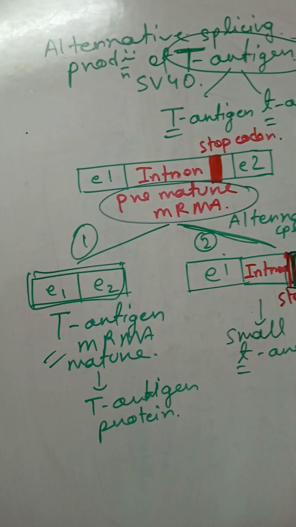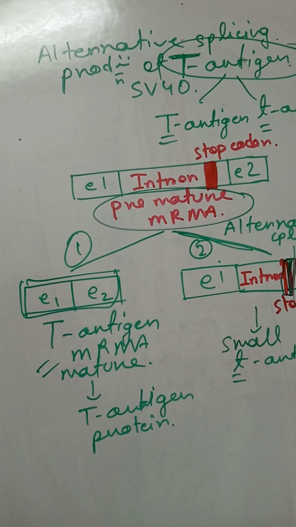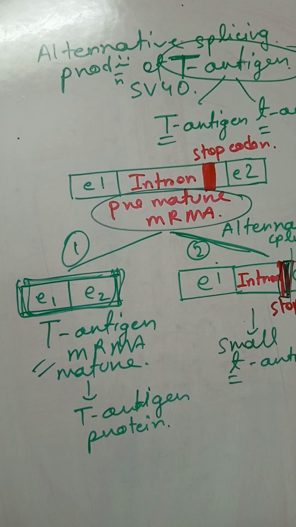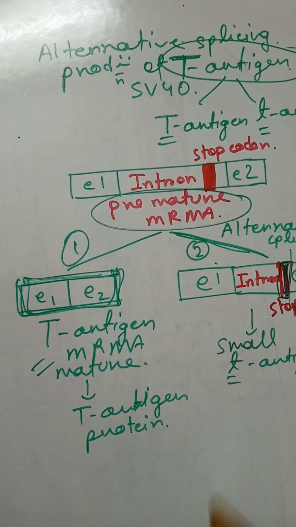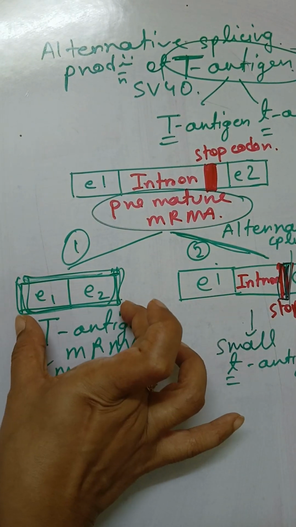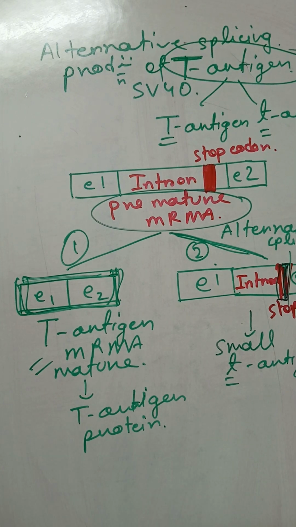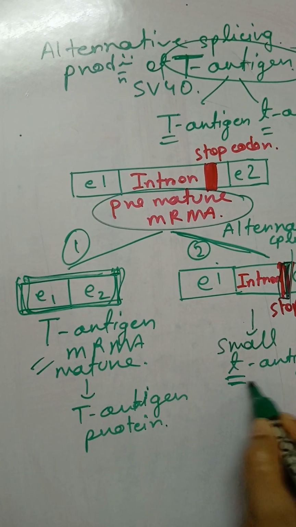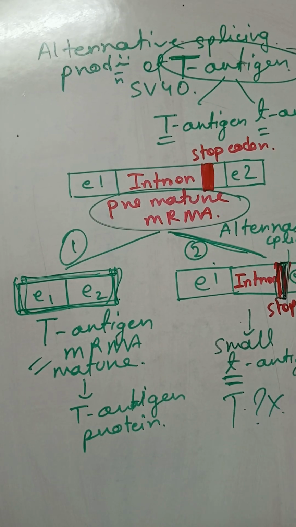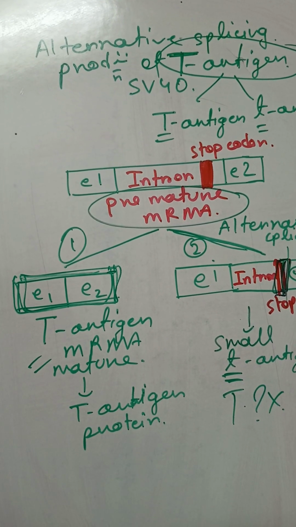Capital T means the full large protein. Though if you compare these two mature mRNA structures, it seems like this one is smaller than the other. Then why don't they produce the large T antigen? Why is this small T antigen? Why is it not large T antigen? Because of the presence of this stop codon within the intron.